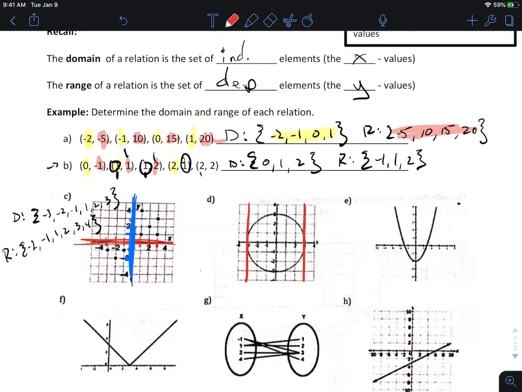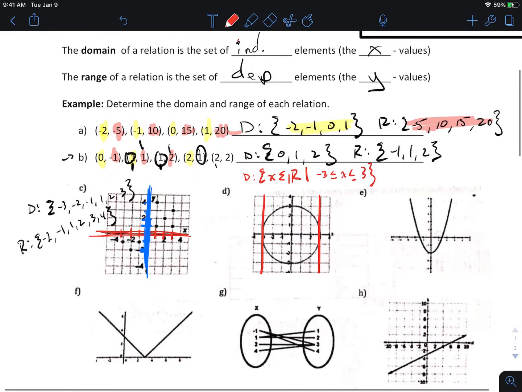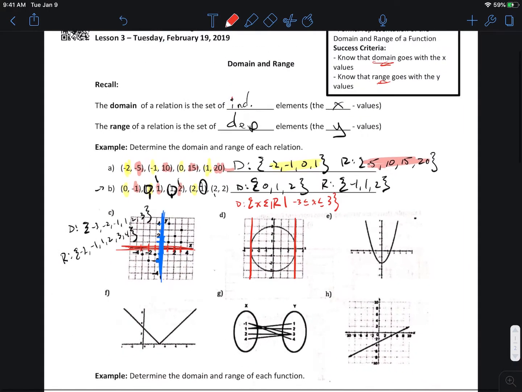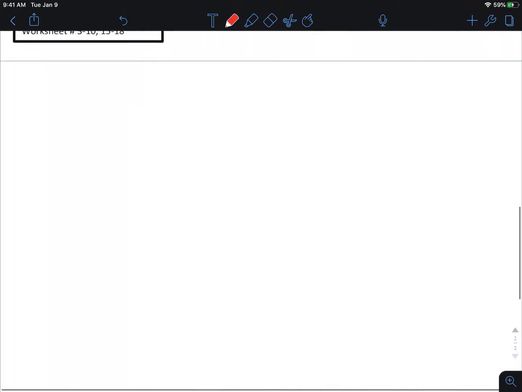So my domain's going to look like this, and this is where we're starting to get into some of the formality. I'll explain these in a minute. Those are just fancy little letters. I'll write this down somewhere, and I'll go to the bottom of the lesson.